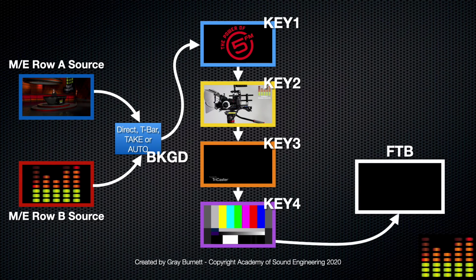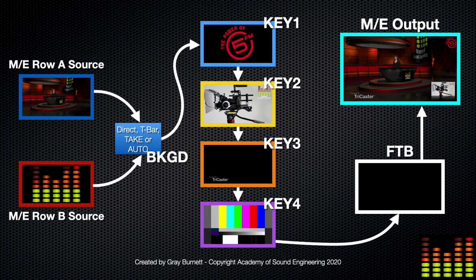Then, we finally have our fade to black layer, which when activated will cover all of the previous layers, essentially making the ME output black. So as with our program, if we don't engage our fade to black layer, our ME output would look like this.